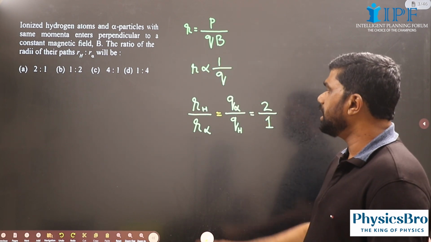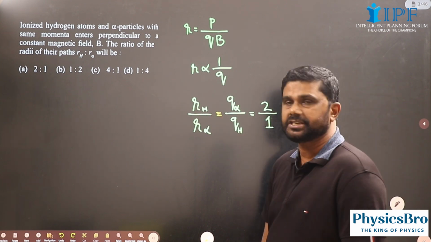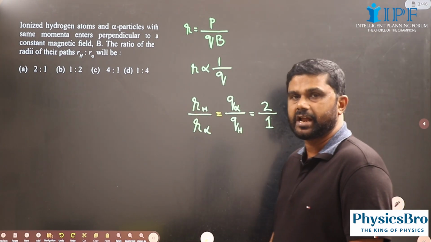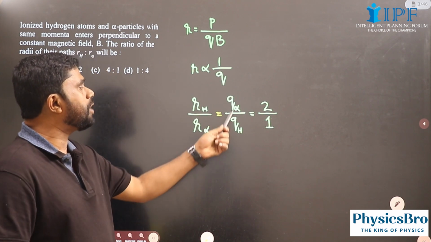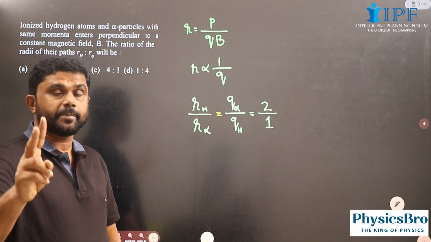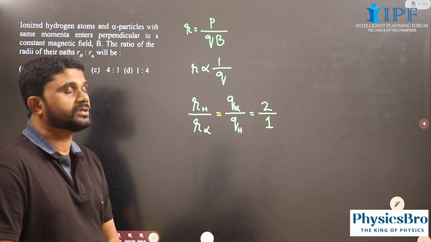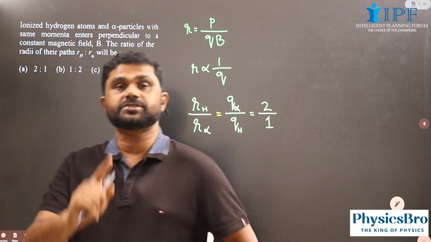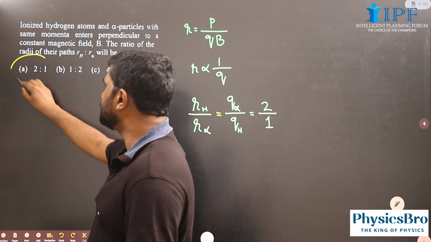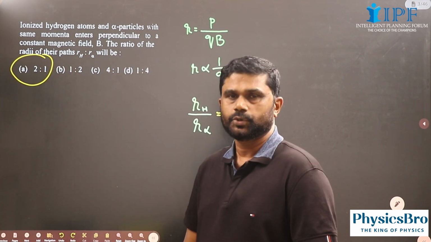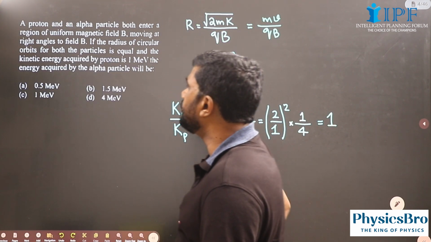So the radius of the ionized hydrogen atom divided by the radius of the alpha particle, as it is inversely proportional to charge, is Q alpha by QH. For the alpha particle, charge is 2 units, and for the ionized hydrogen atom it is only 1 unit. So it must be 2:1. So this must be the correct option. Okay. Now let's see what we have next.